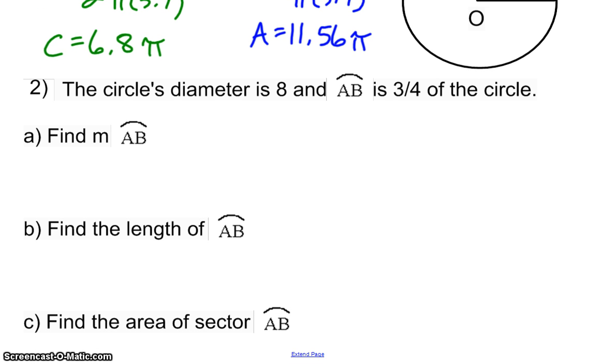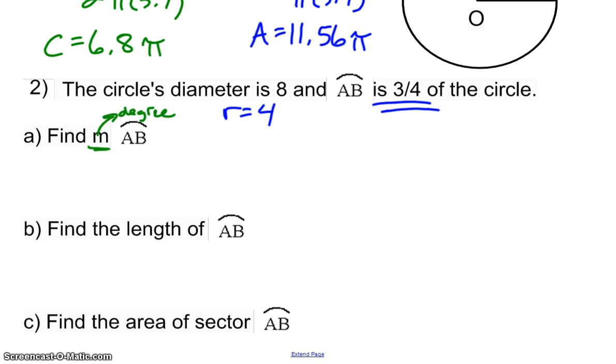Number 2 tells us that the circle's diameter is 8, which means the radius is 4. It also tells us that the arc we are using takes up 3/4 of the circle. That allows us to find the measure, because remember the measure is in degrees. We want to find the degree that the arc is taking up.